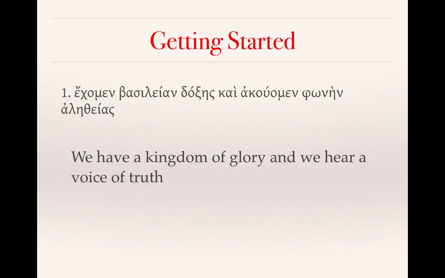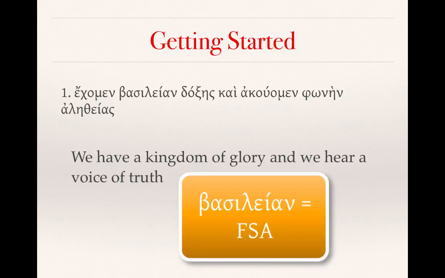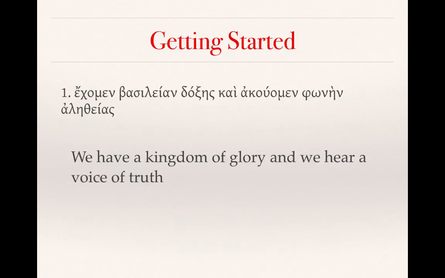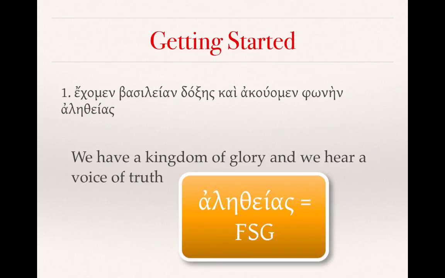Now we've already talked about basilean. So we would parse basilean as feminine, singular, accusative. And we know that based on the ending on. And finally, let's talk about aletheas. We would parse this as feminine, singular, genitive. And again, we would know that it's feminine, singular, genitive by that os ending.